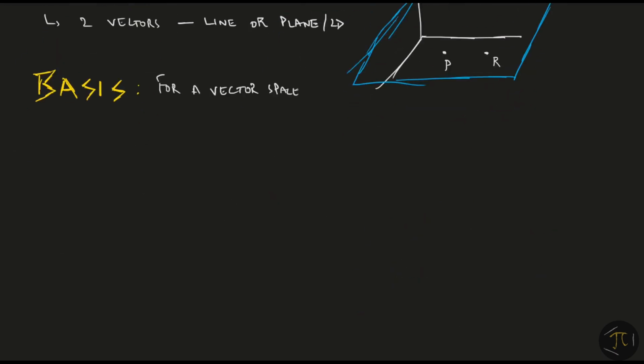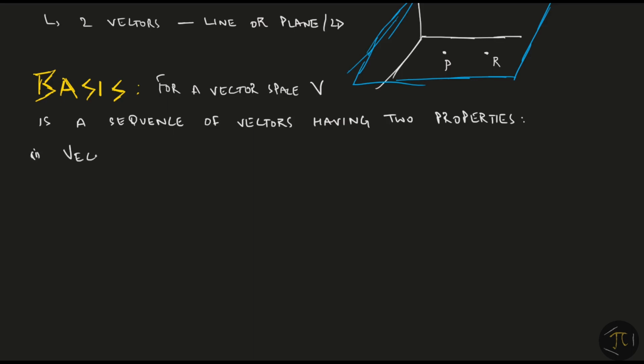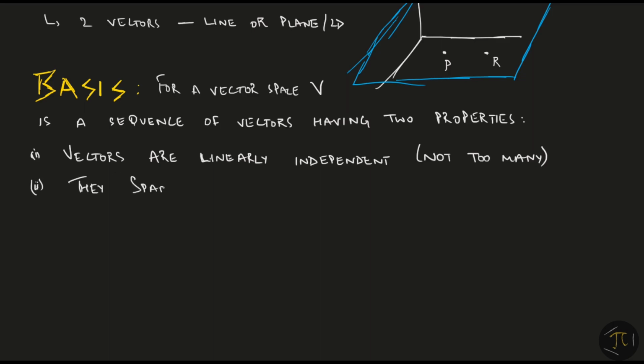space. A basis for a vector space V is a sequence of vectors having two properties at once. First, the vectors are linearly independent. That is, we don't have too many vectors. And the second, they span the space V. That is, we don't have too few vectors.